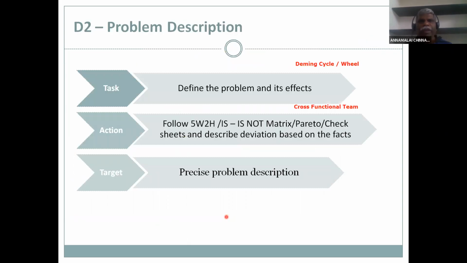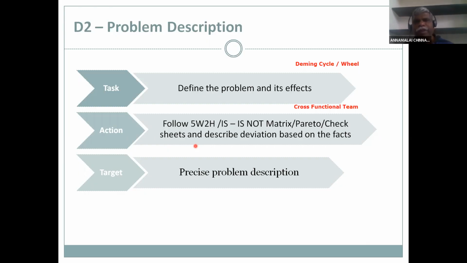Then once you have formed the team, the next step is to define the problem and its effects. So you have to really define what the problem is and what effects it is having. The different tools you can use are 5W 2H. That is the 5W, right? What, where, when, who, why. So this 5W and 2H, how and how much. You try to answer all those questions, then you'll be able to define the problem clearly.